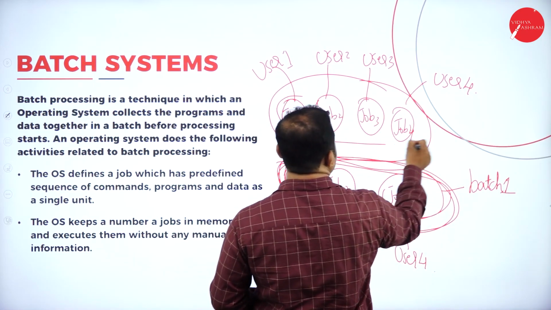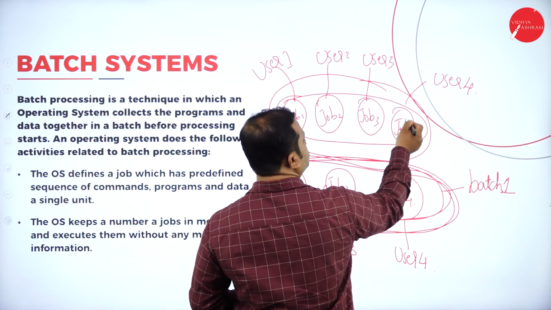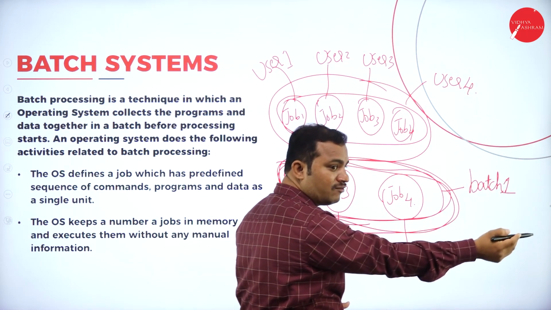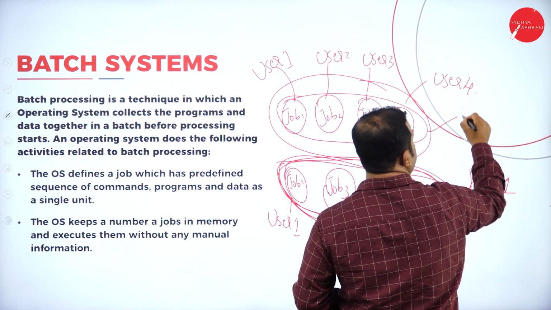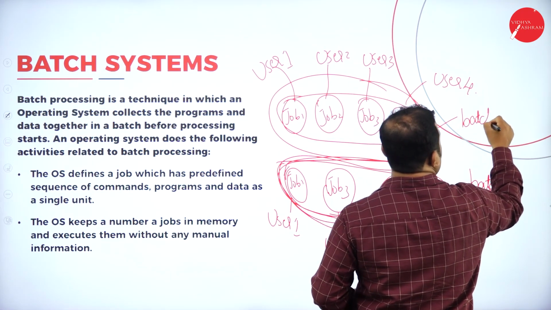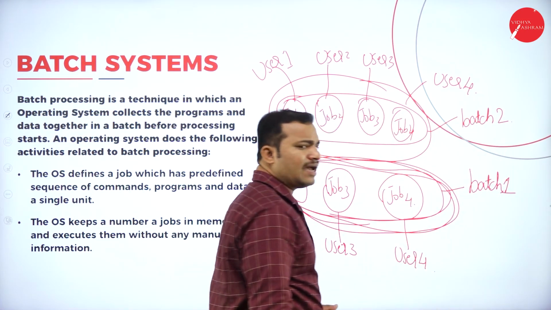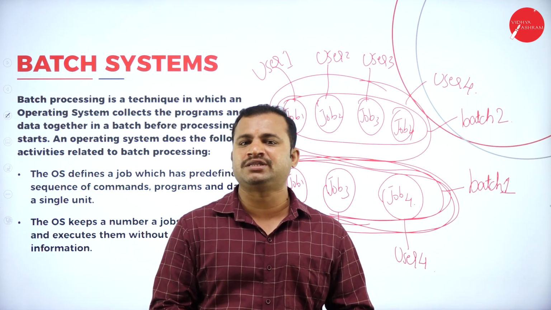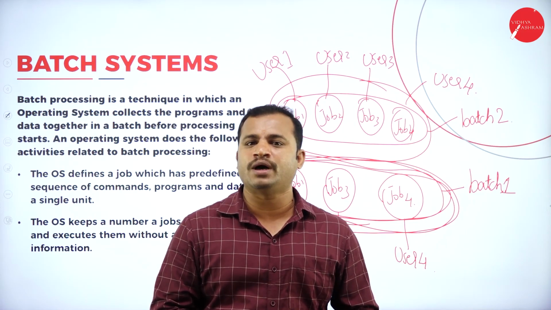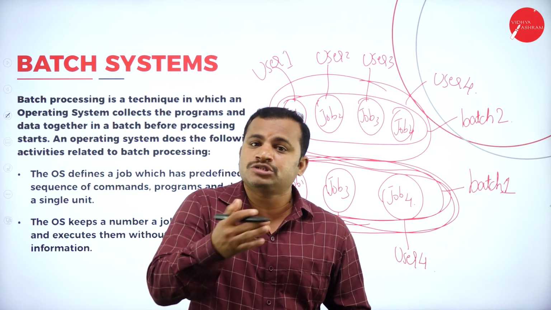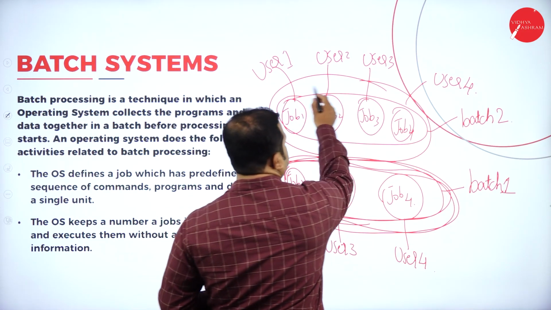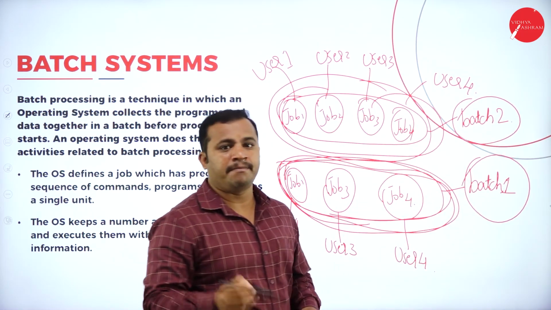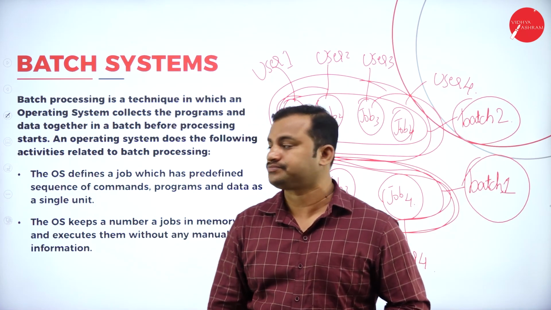Similarly, I have job 1, job 2, job 3, job 4 of user 1, user 2, user 3, user 4 respectively. I will call this batch 2. So what am I doing here? If there are a similar set of jobs, I will cluster them and combine them into one single batch. The processing of this entire batch is done together. That is called a batch processing system.